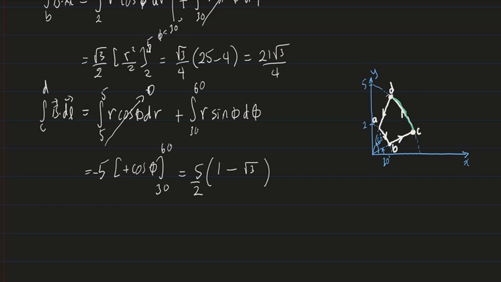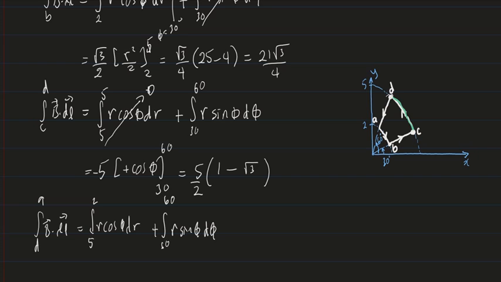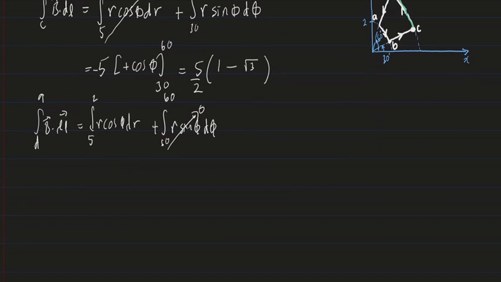Now for the last integration, the limits are D to A of B dot dl, and in this case r is varying from 5 to 2, and this is r cosine phi dr, and in this case phi is constant, equal to 60, so this is from 60 to 60, and the integrand here is r sine phi d phi. This is of course equal to 0 because the limits are the same.